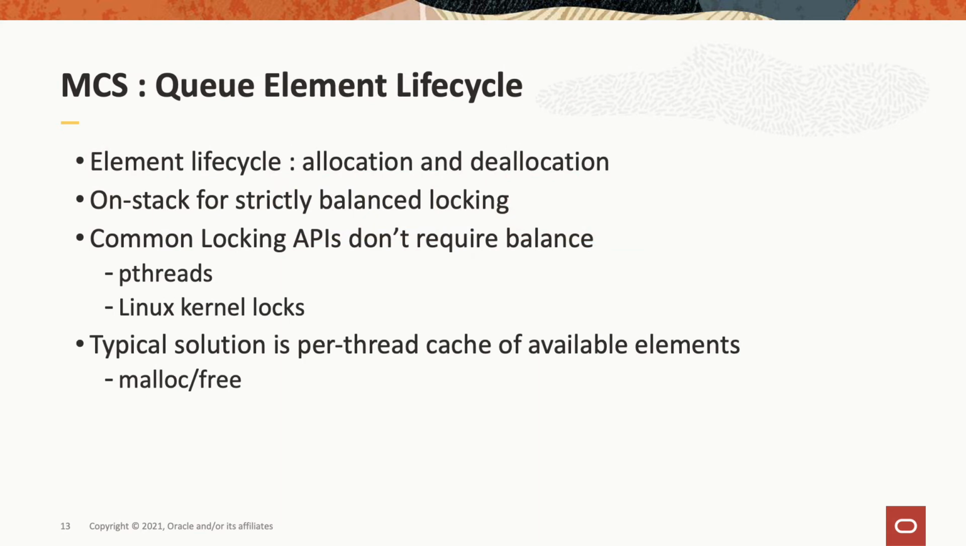Queue elements have a life cycle and require allocation and deallocation. In some cases, if we have strictly balanced locking, we can allocate the queue elements on stack. In the common case, though, locking APIs don't require such balance, and therefore we can't allocate queue elements on stack. For instance, the pthreads interface and the Linux kernel locking interface do not require balance. The typical solution in that case is to use a per-thread cache of available elements, and those elements will have originally been acquired through malloc and free operations.